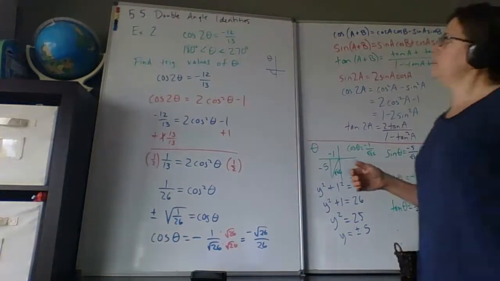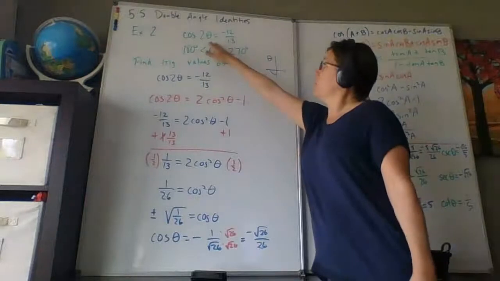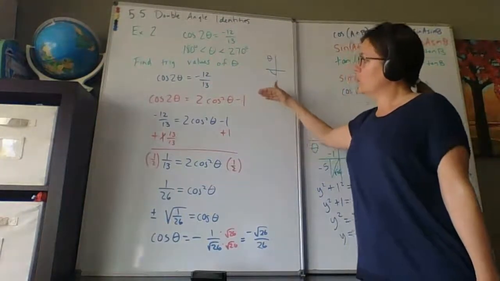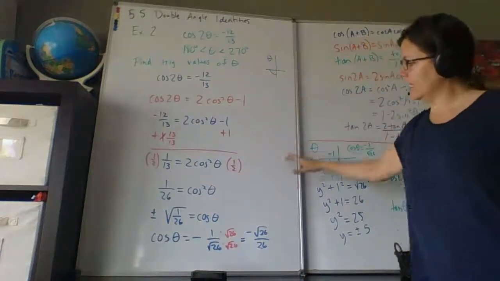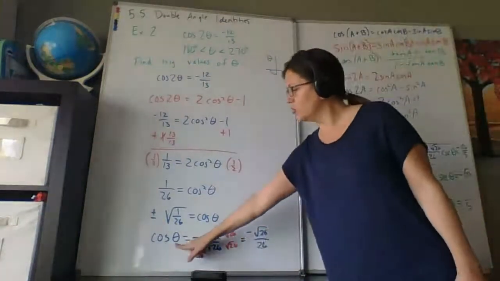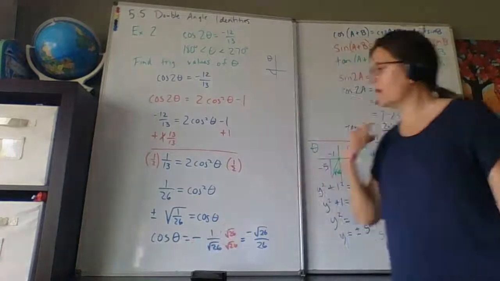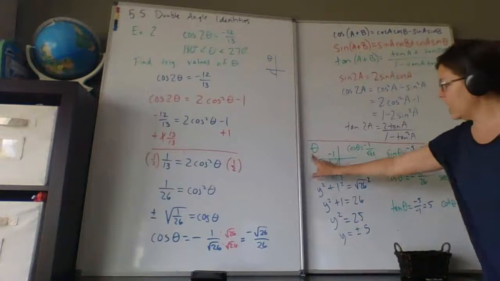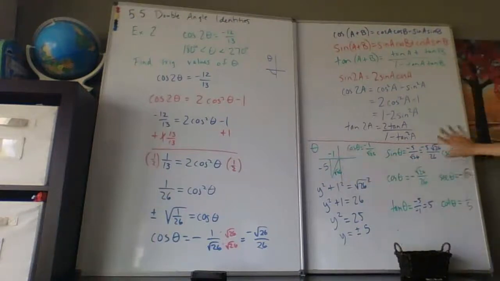Given one trig value for 2 theta, we first had to use a double angle identity to find a trig value of just theta alone. Once we have one trig value for theta alone, we could either do the Pythagorean identities, or we could go ahead and draw a picture for theta and get our x, y, and r and be able to get all 6 trig values.